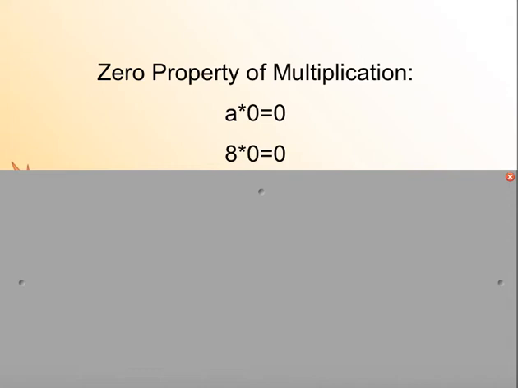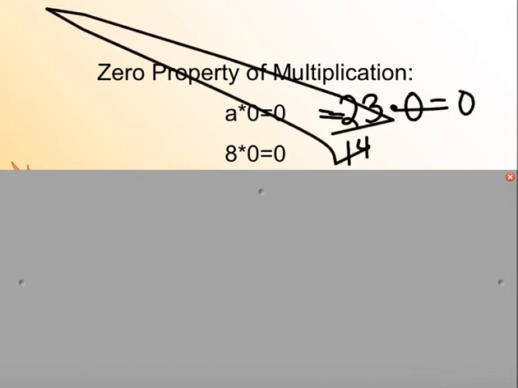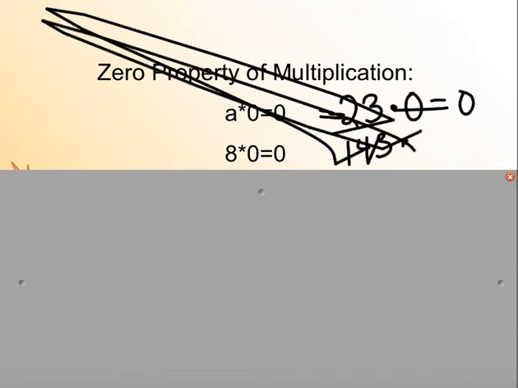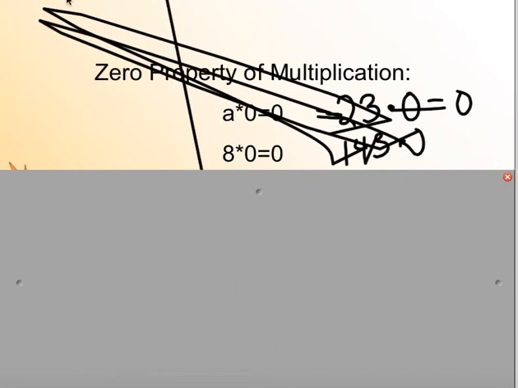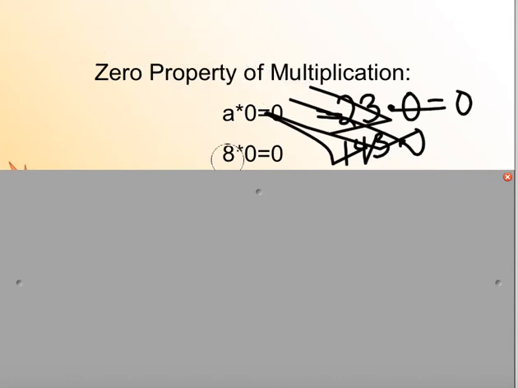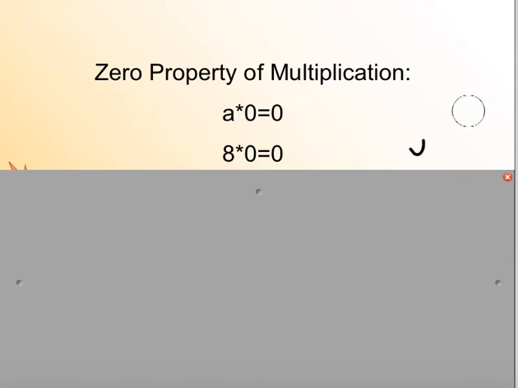Negative 23, let's see if I can get it to write. There we go. Negative 23 times 0 is going to give us 0. 143 times 0. I'm not sure why this is happening, but I'll try to get it figured out. Okay. Any number times 0 is going to give us 0. Okay. So the 0 property of multiplication.